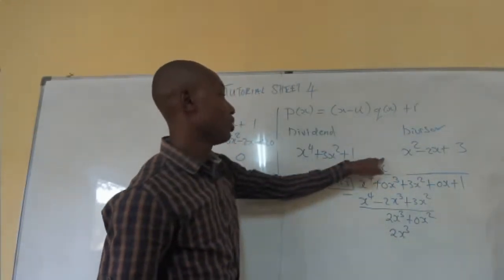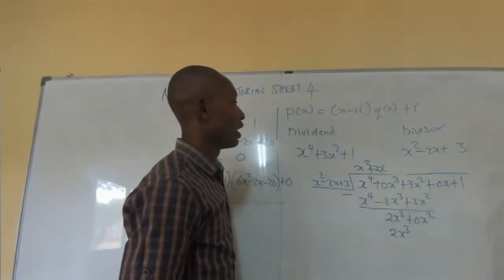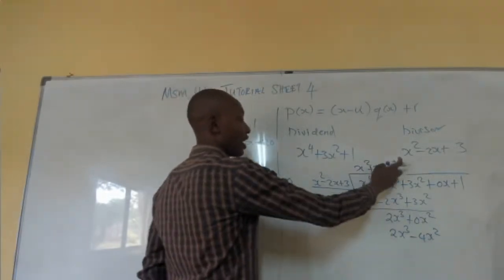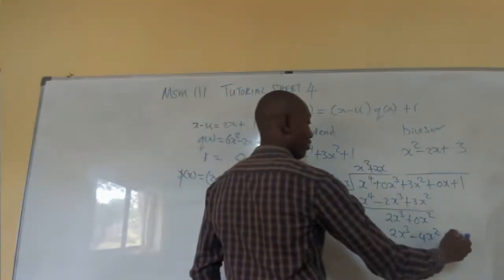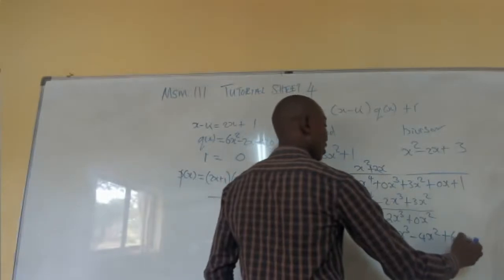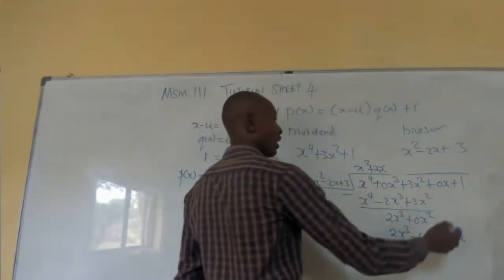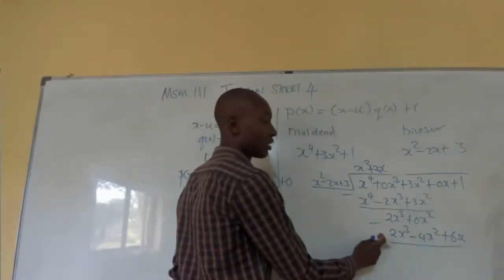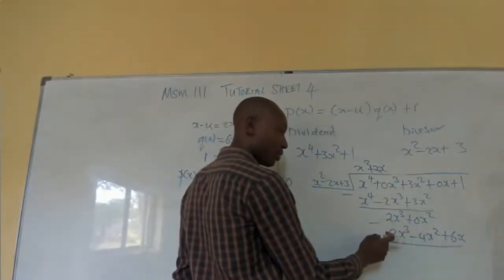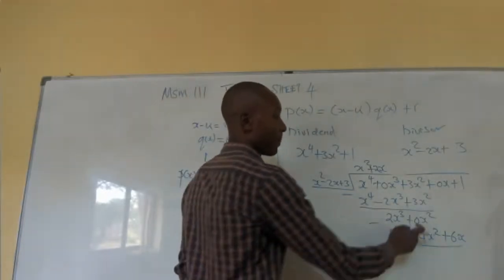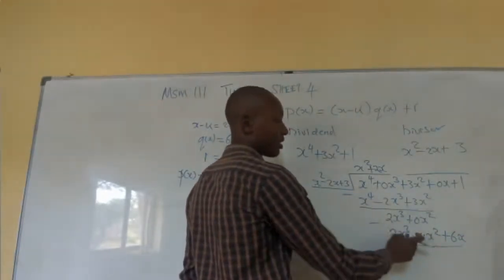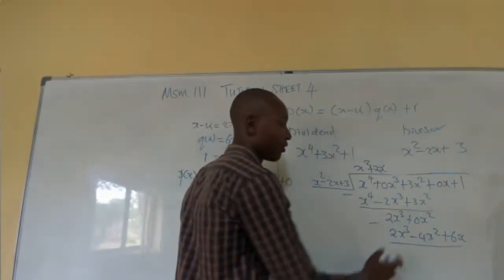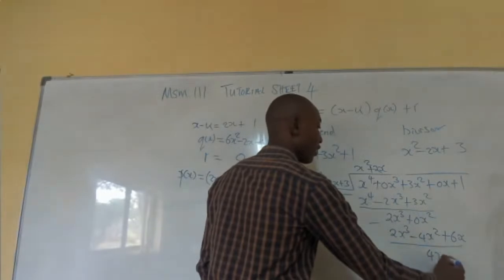So we have 2x multiplied by negative 2x, we have negative 4x squared. Then we have 2x multiplied by 3, we have plus 6x. So now here, we're going to say subtraction again. This and this is 0. 2x cubed minus 2x cubed is 0. Then 0x squared minus minus negative 4x squared, this is actually going to become positive. So we now have positive 4x squared.